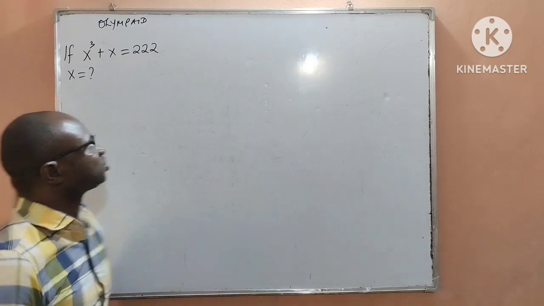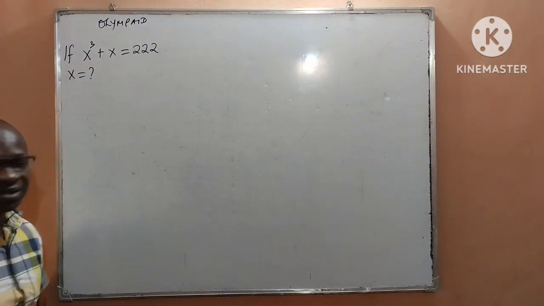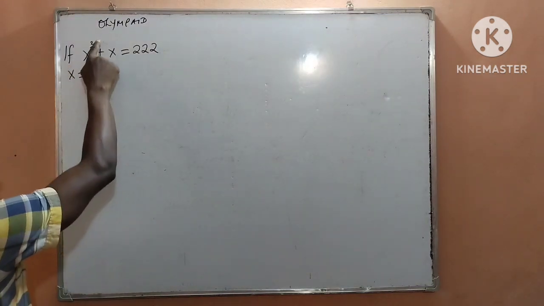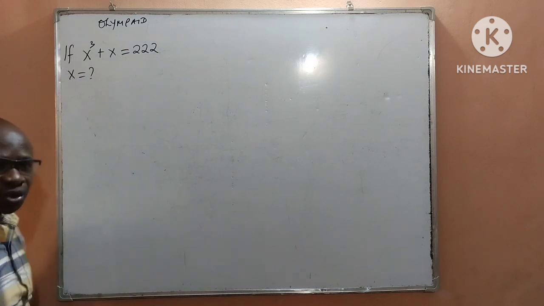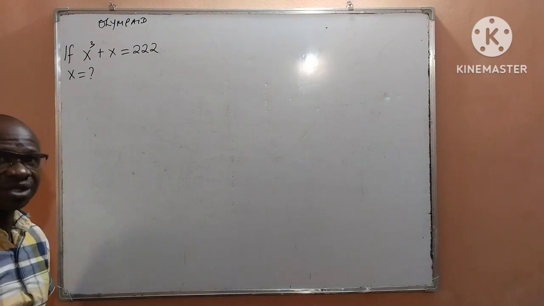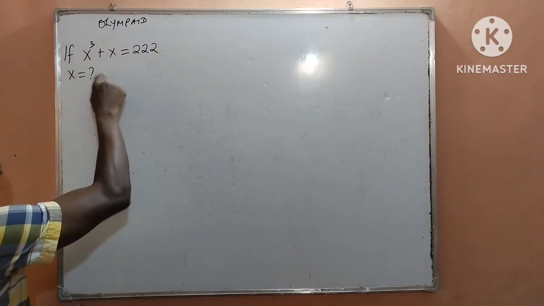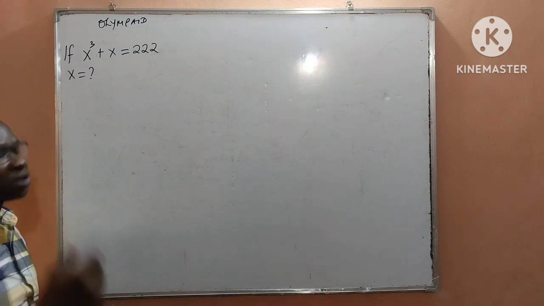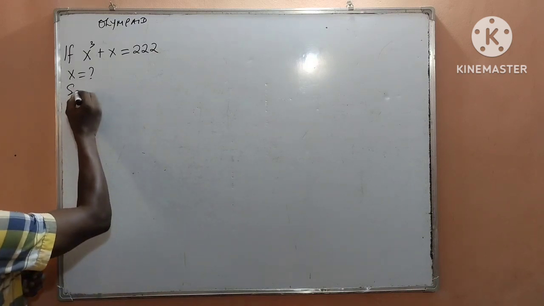We have another challenge today on the board, an Olympiad maths. If x to the power 3 plus x is equal to 222, then what is x? Watch with me. Solution.